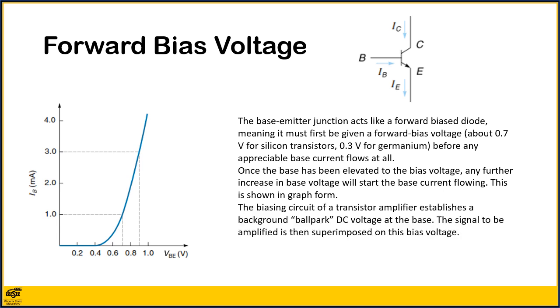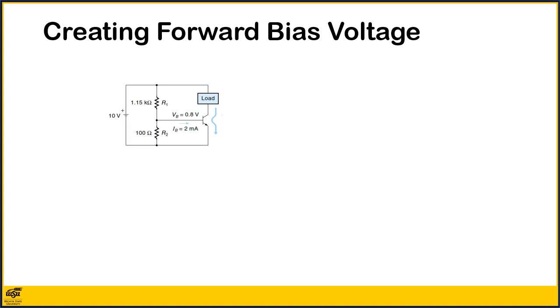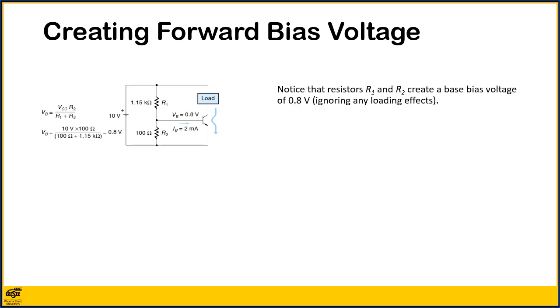The biasing circuit of a transistor amplifier establishes a background ballpark DC voltage at the base. The signal to be amplified is then superimposed on this base voltage. One common method of creating the bias voltage is with a resistor-type voltage divider circuit, as shown. Notice that resistors R1 and R2 create a base bias voltage of 0.8 volts, ignoring any loading effects.